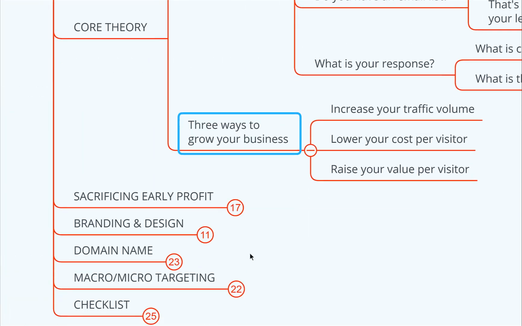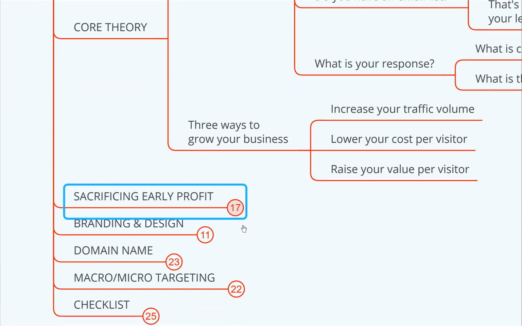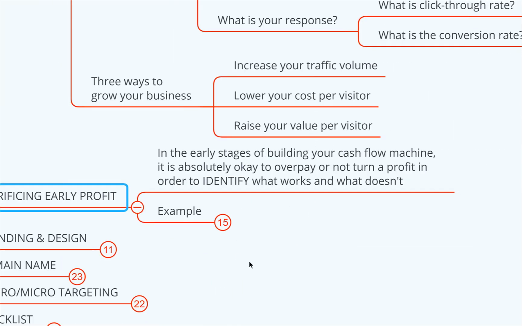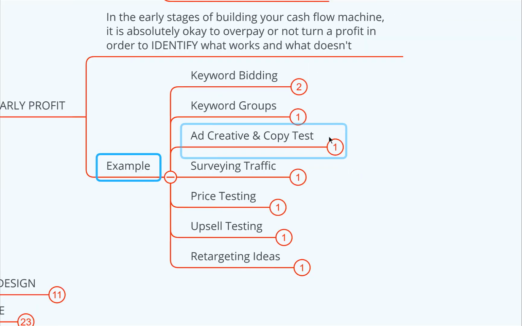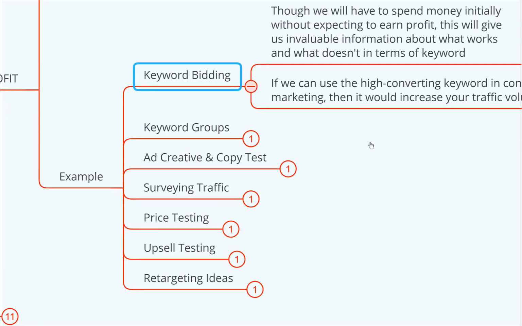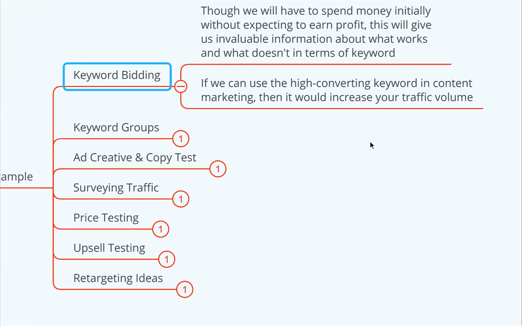Next will be sacrificing the early profit. In the early stages of building your cash flow machine, which is your online business, it is absolutely okay to overpay or not turn a profit in order to identify what works and what doesn't. For example, keyword bidding. Though we will have to spend money initially without expecting to earn profit, this will give us invaluable information about what works and what doesn't work in terms of keywords.